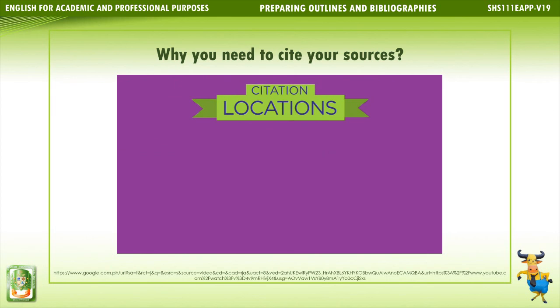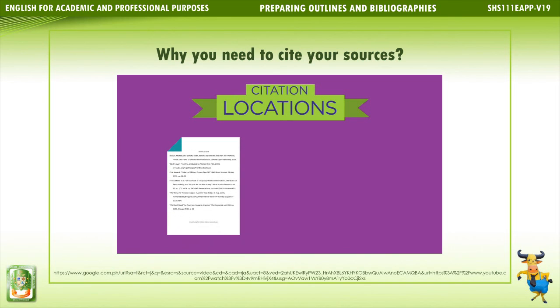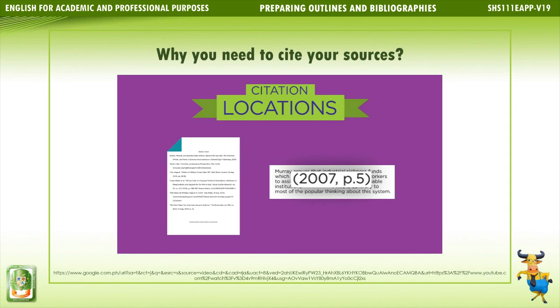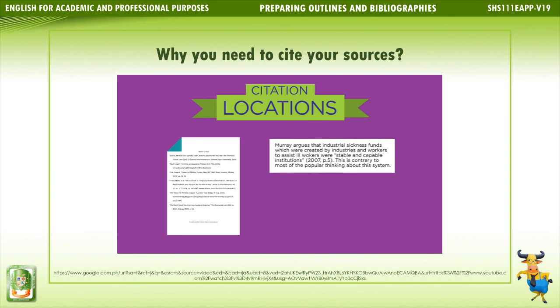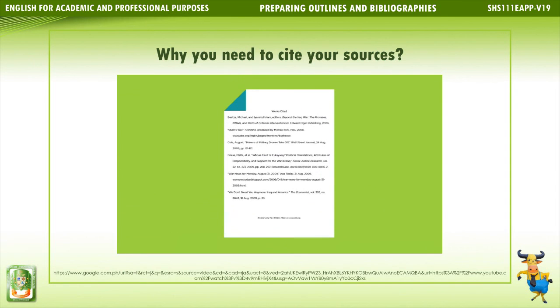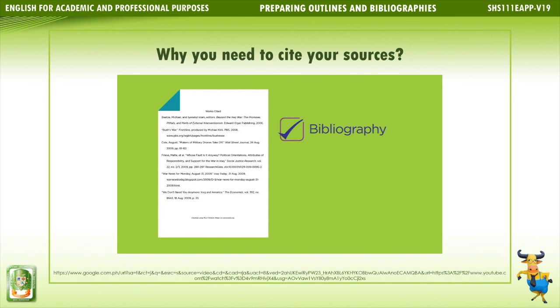There are 2 places where you need to cite your sources. As you know, you end your research paper with a list of all of the sources you used. However, you must also give credit for specific ideas and quotations within your paper. This is called in-text or parenthetical citation. So, you need to cite in your references or bibliography and in the body of your paper. The list of sources at the end of your paper can be called a bibliography, works cited list, or reference list, depending on which style manual you use.